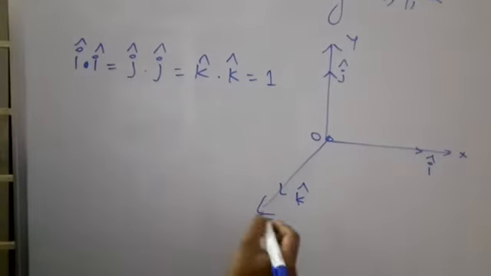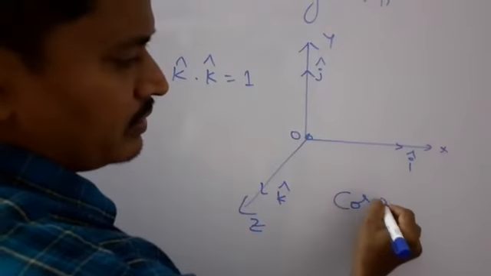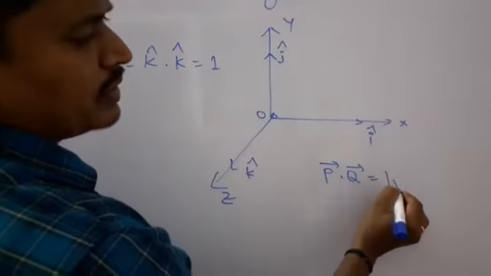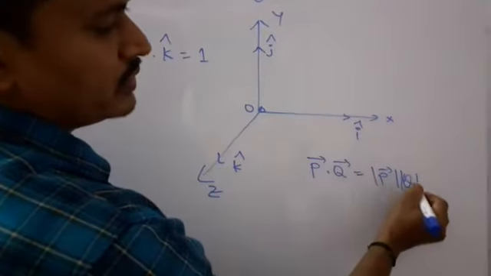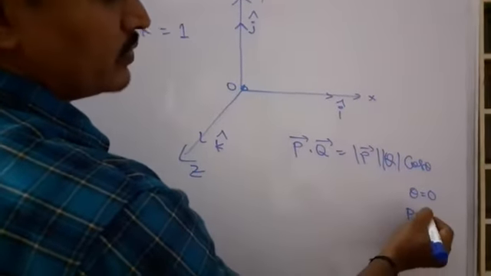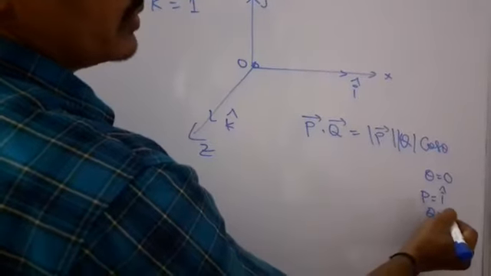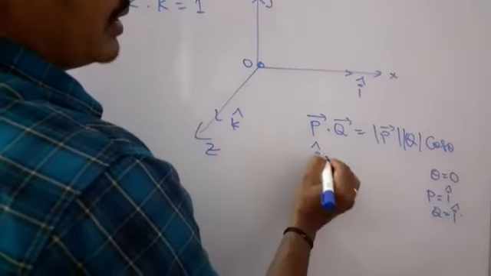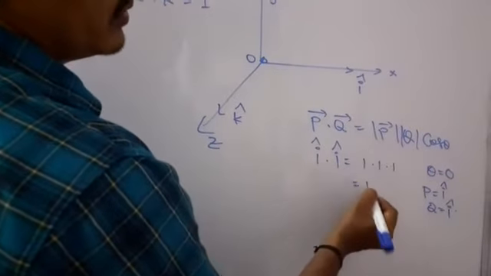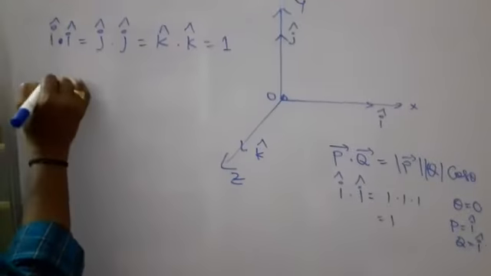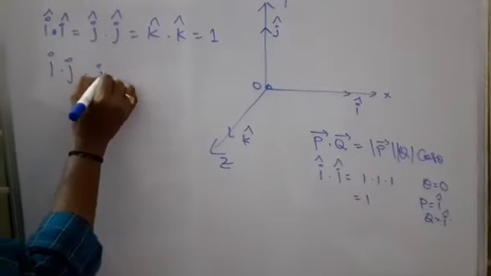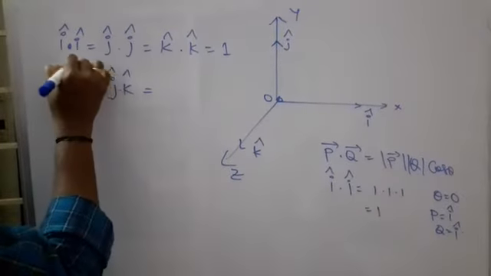According to the dot product definition, P bar dot Q bar is equal to mod P mod Q cos theta. Two vectors are parallel here, where P is equal to I cap and Q is equal to I cap. Then I dot I, the magnitudes are 1 and 1, so it is equal to 1. Similarly, I dot j is equal to j dot k, which is equal to k dot I.